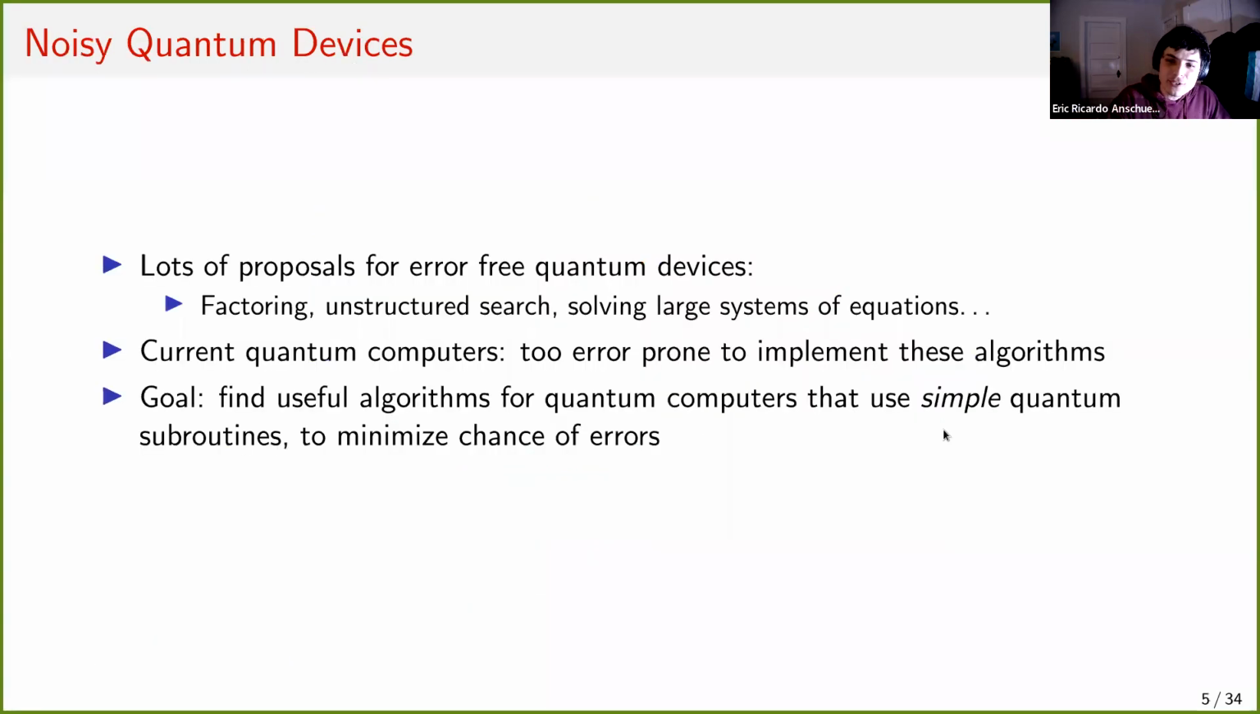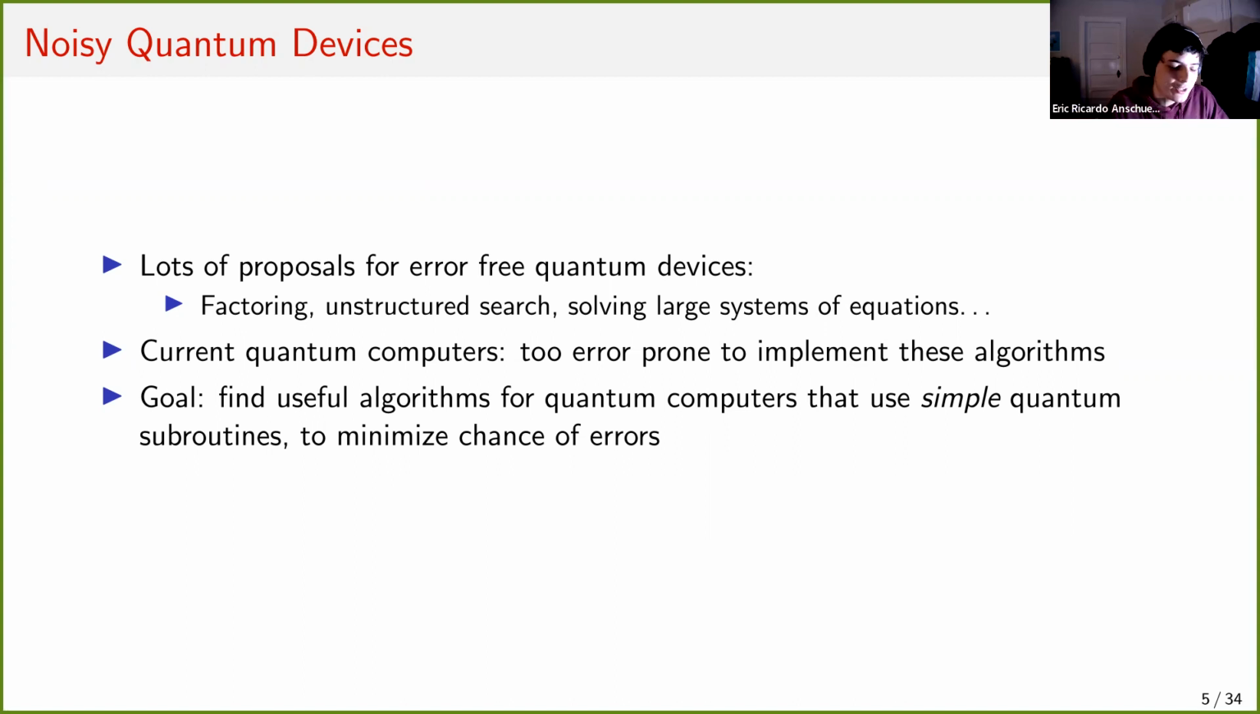And of course, in the far future, when we have large error-corrected devices, we have plenty of proposals for what to do with quantum computers. We can break RSA or whatever, do Grover search or HHL. But these NISQ devices are way too error-prone and way too small to have any practical utility for these kinds of tasks. So, counterintuitively, we want to find useful algorithms for quantum computers that use them as little as possible, so that we can leverage these NISQ devices for some kind of practical task.